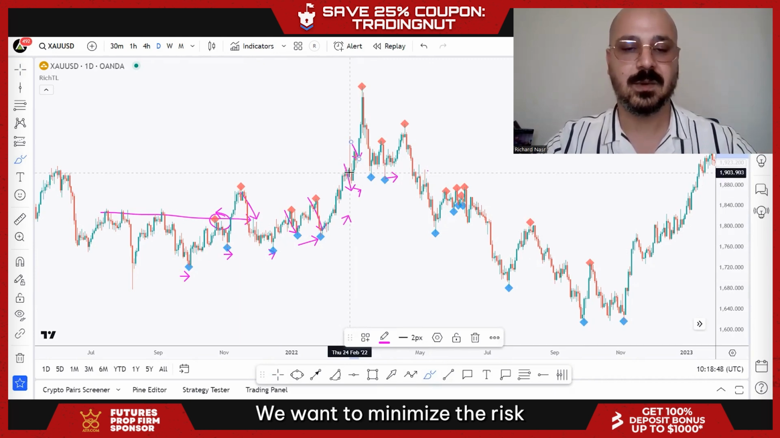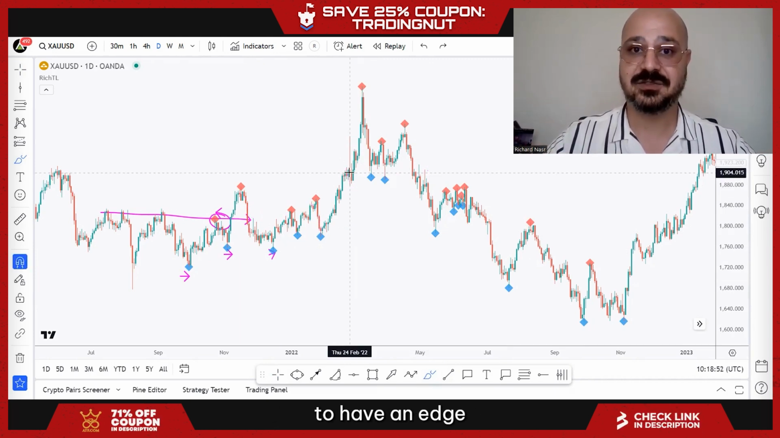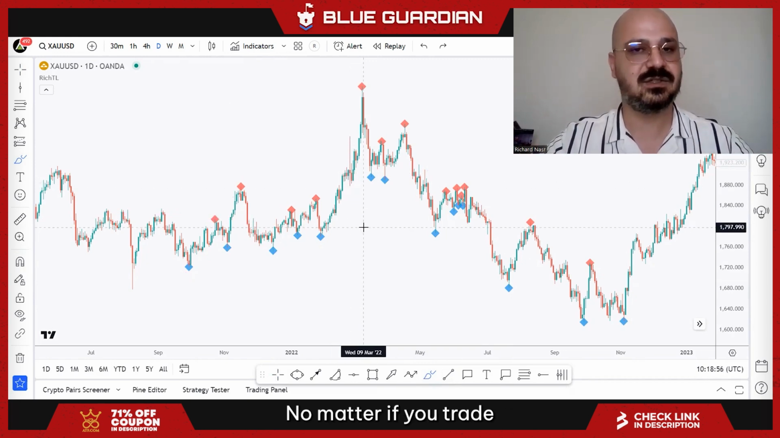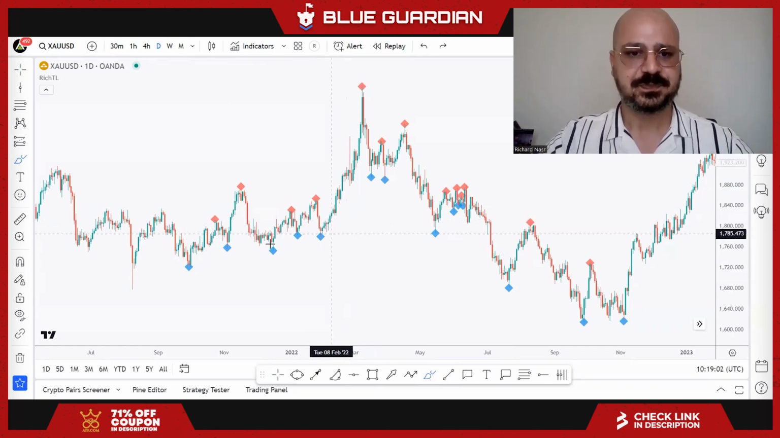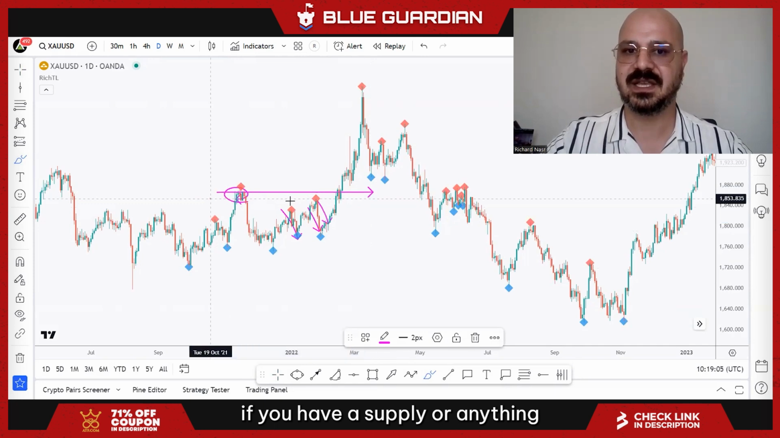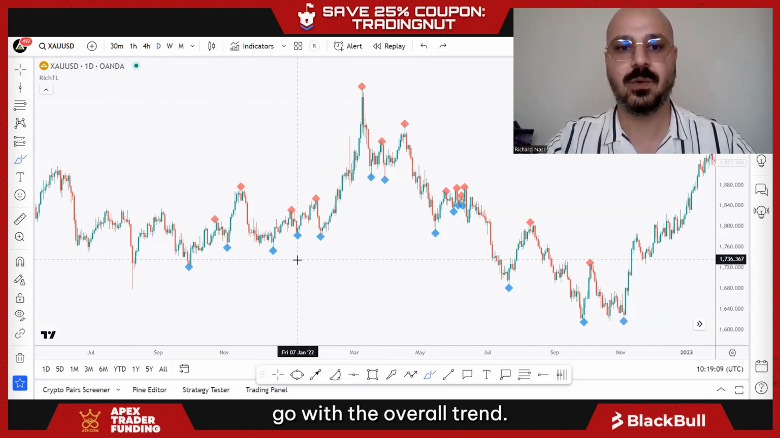While in trading, we want to minimize the risk and maximize the reward. That's why we need to have an edge from a technical perspective and be with the direction of the overall trend. No matter if you trade short term or long term, a trend is always important. So, for example, every short here, no matter if you have a supply or anything, you got kicked out, right? It's very, very important to go with the flow, go with the overall trend.